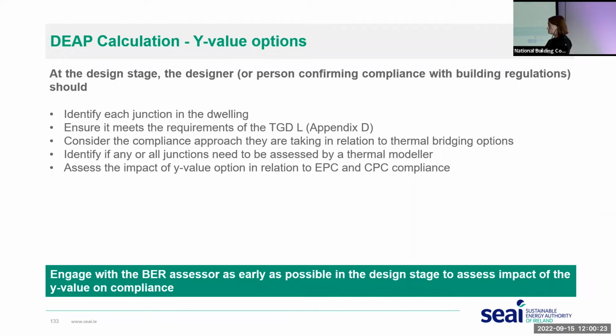identify each junction in the dwelling, ensure it meets the requirements of the technical guidance document, consider the compliance approach that they're taking in relation to thermal bridging options, identify if any or all of the junctions need to be assessed by a thermal modeler, and assess the impact of the Y value option in relation to EPC and CPC compliance. So it's really important to engage a BER assessor as early as possible in that process so that they can advise you on the impact of the Y value on compliance.